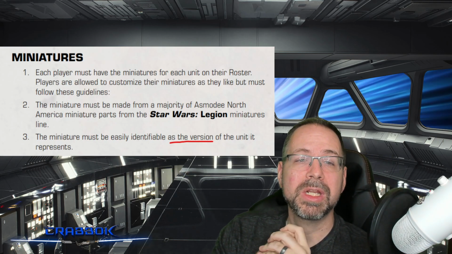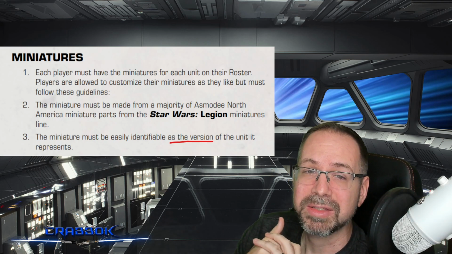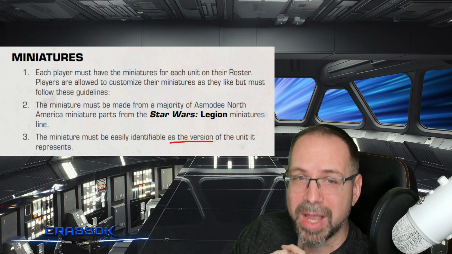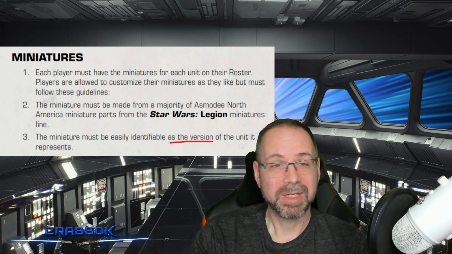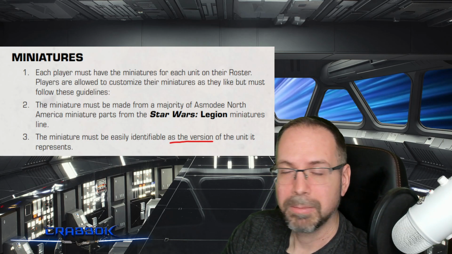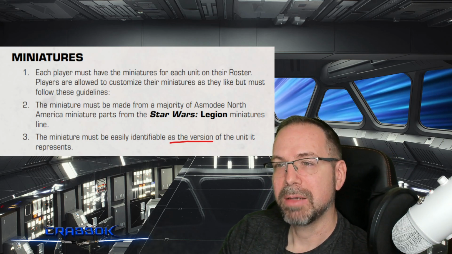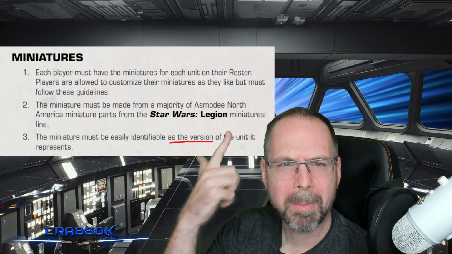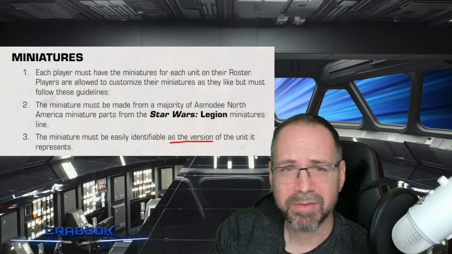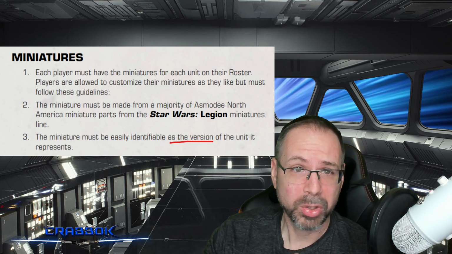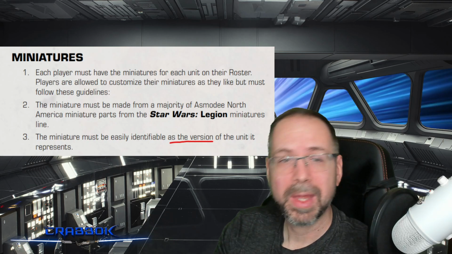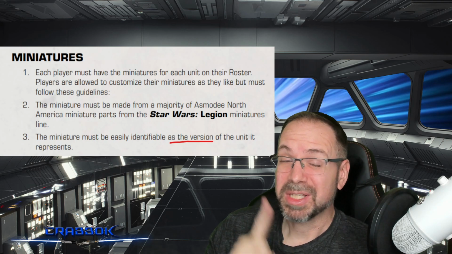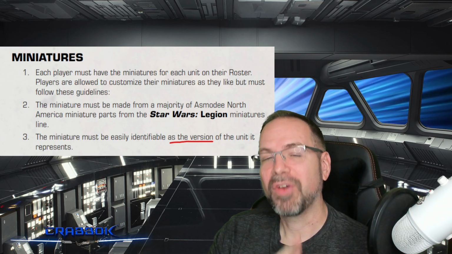It does say that your miniature must be easily identifiable as the version of the unit it represents. Identifiable, not identify. Wow. This is what happens when you get to be old. You start to lose your mind when you use the dark side of the Force. Yoda looked like a normal human before he started using the Force. Did you know that? So it must be identifiable as the version of the unit it represents. Not just the unit, but the version.